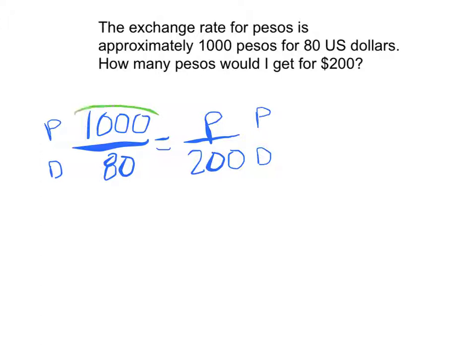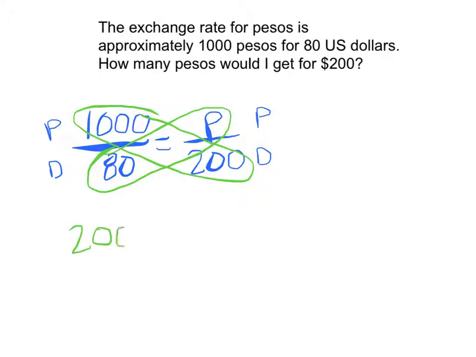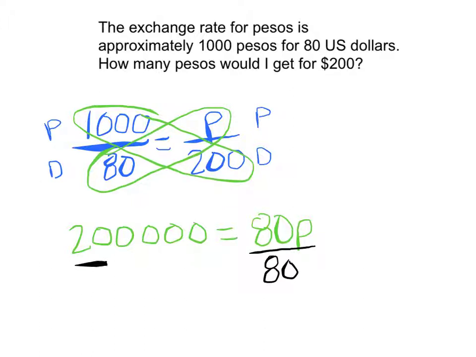Remember, 1,000 times 200 is the first thing we want to do, and 80 times p is the second thing we want to do. 1,000 times 200 is 200,000. 80 times p, that's the easy one, it's just 80p. Alright, there's only one last thing we need to do, and that's apply our undo method. We need to undo timesing by 80, so I'm going to divide by 80 both sides of the equation.